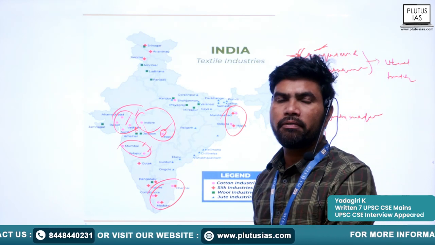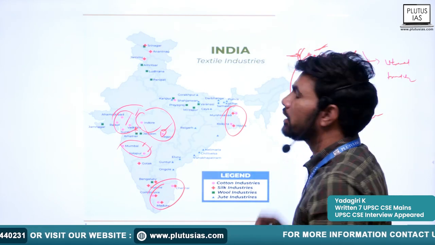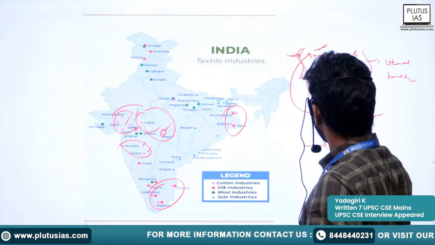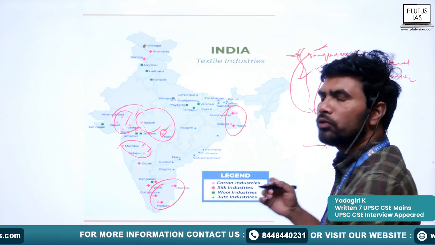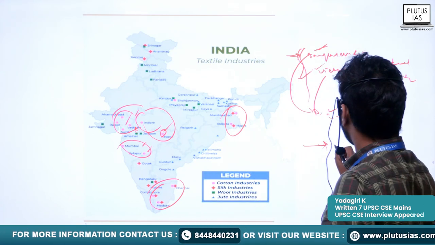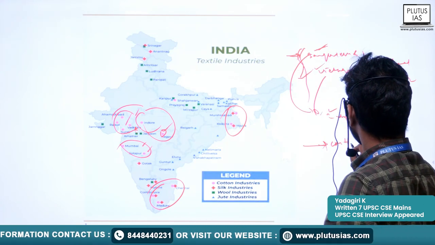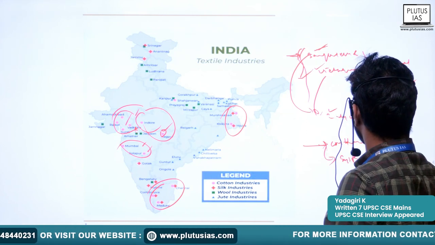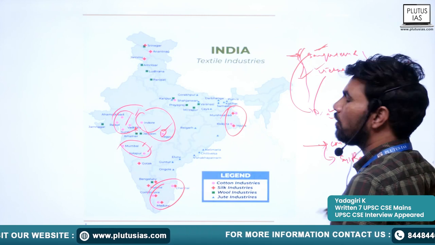We are only producing fabric. We are not focusing on ready-made garments. This is one reason, one problematic area. Next problematic area, if you see, the focus is only on the cotton textiles. We are not focusing on the synthetic textiles. Here also we have missed the bus.